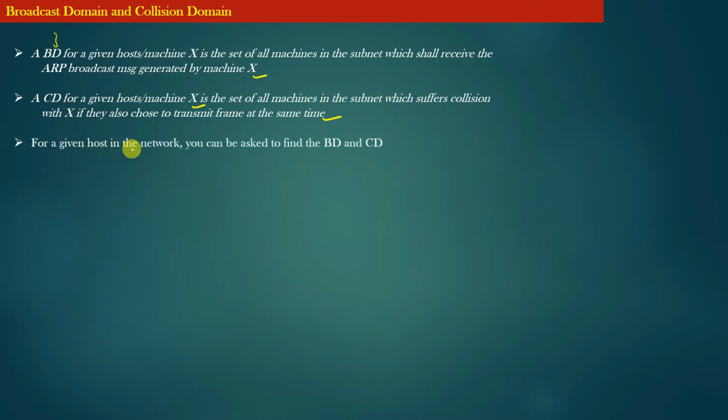So for a given host in the network, you can be asked to find the broadcast domain and collision domain, right? So here is the tip. Finding the broadcast domain is easy, right? Just follow the definition and you can always easily find the broadcast domain of a given host. And follow the below analogy to find the collision domain.